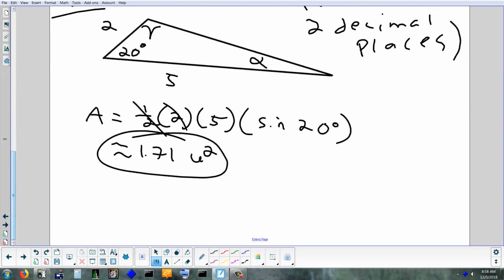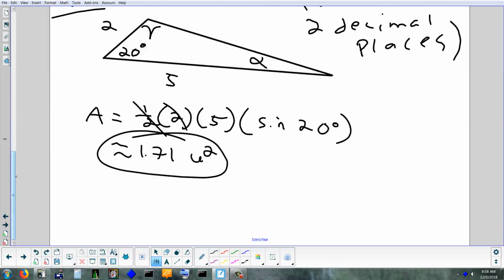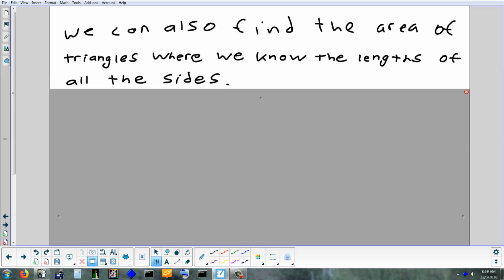Okay, any questions on that one? Was that times 5? Yeah, I put in the times 5. Yep, always make sure you type it in, right? Any other questions on that? Okay, so that's one way we can find the area: half the product of the 2 sides times the sine of the angle between them.